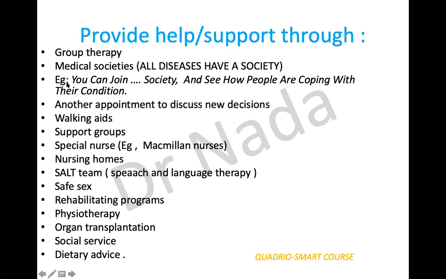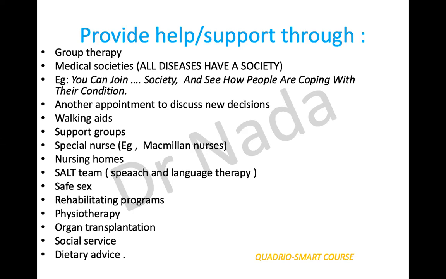Give information and the contact details of your specialist nurse in the clinic, and also contact details of the medical society, the social services if needed. Okay, it depends on what's mentioned in the scenario, all right? For example, you can join the Myasthenia Gravis Society and see how people are coping with their condition, and they will support you in your difficult times, okay? Another way of providing help or support is through another appointment to discuss new decisions about the patient's condition, depending on the scenario, okay?